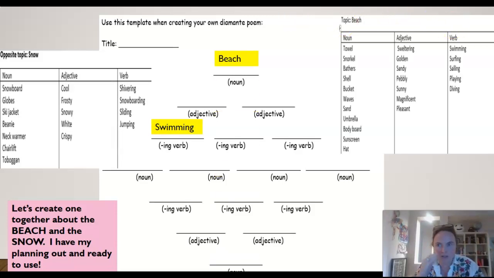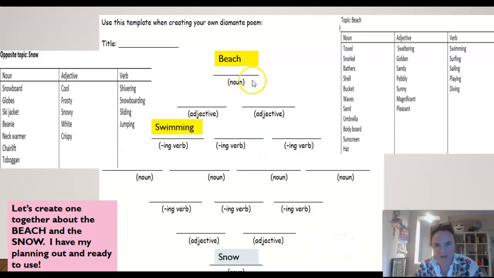So beach, that was my topic, my first topic here. Beach is on my first line. It is a noun. On my 7th line, I have another noun. Beach and snow. They're antonyms. They're opposites. Where did I get these words from? Beach was from this. This was my topic over here. And snow was my opposite topic. I did this work yesterday. So my noun on my first line is opposite my noun on my 7th line.